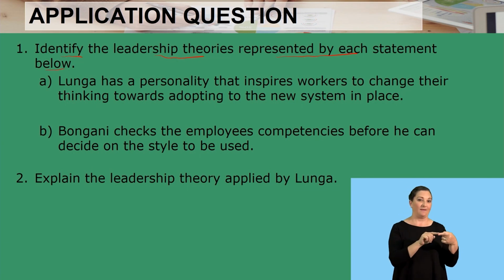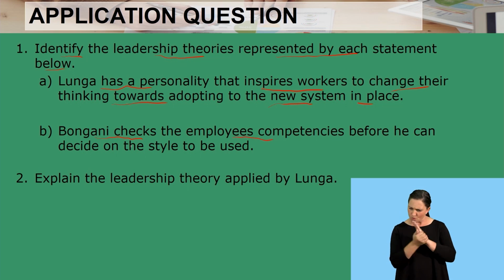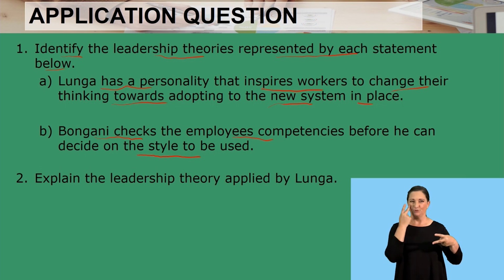Statement A says Lunga has a personality that inspires workers to change their thinking towards adopting the new system in the workplace. Then we have Bongani, who checks the employee's competency before he can decide on the style to be used, especially when it comes to leading the employees. So with the two options, you see that Lunga is applying a particular leadership theory and Bongani is also applying a particular leadership theory.